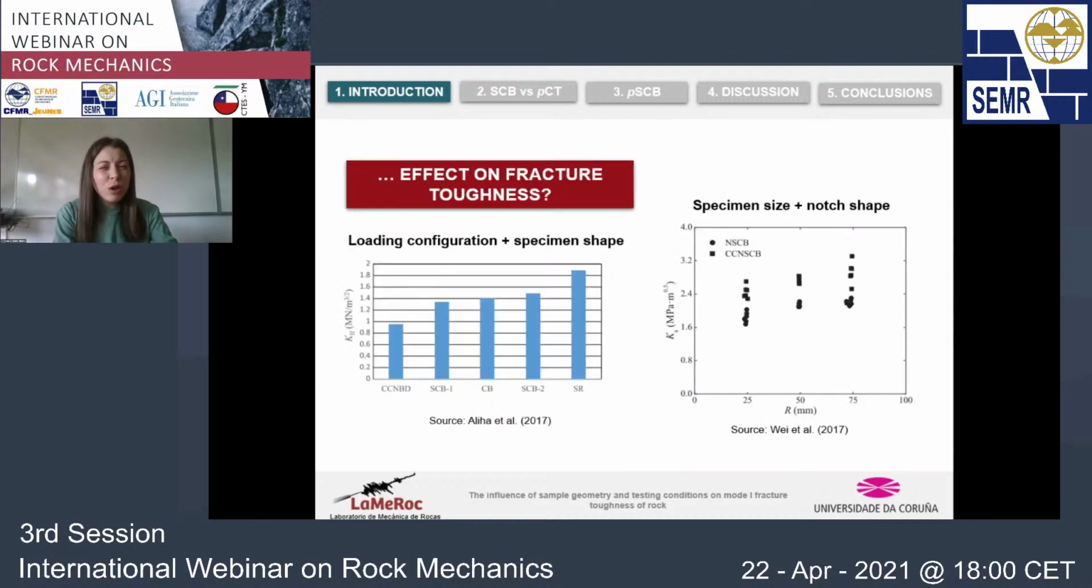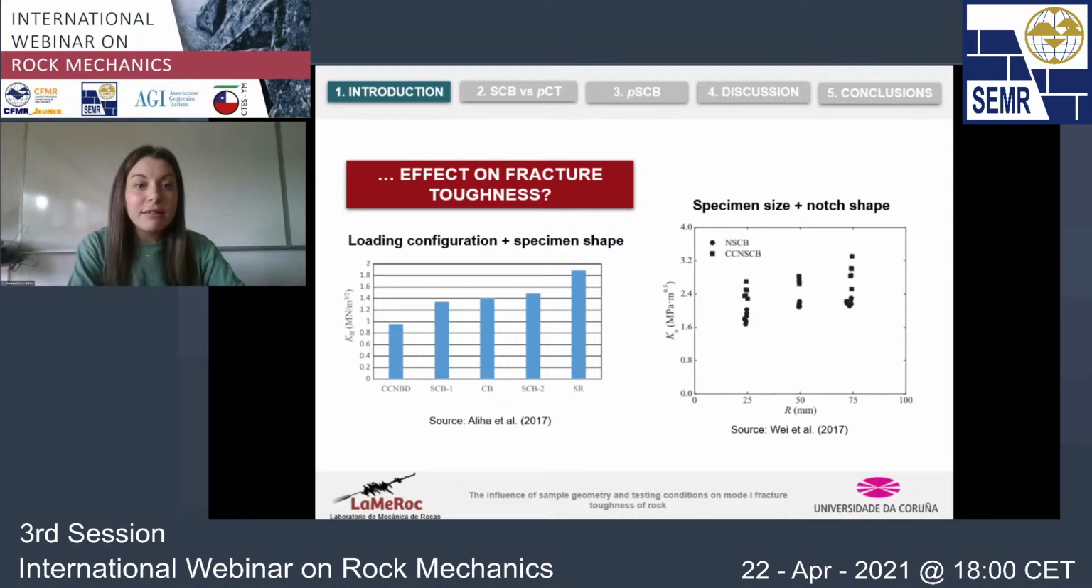But the question is, what is the effect of these factors on the fracture toughness that we measure? So I have taken these graphs from a couple of works just to show you this effect. So here on the left, we are seeing the values of fracture toughness for a same material, which is tested using different testing approaches. And we see that there is a variability in the results, and that, for instance, in the case of the short rod here, the values can be even double those of the Brazilian disc.